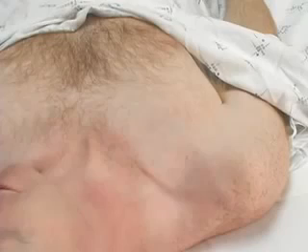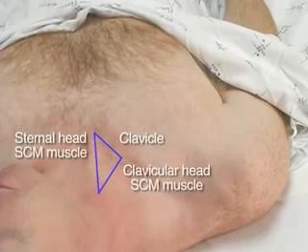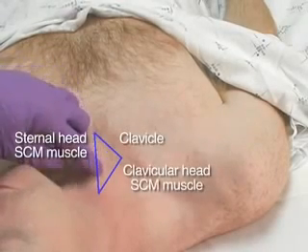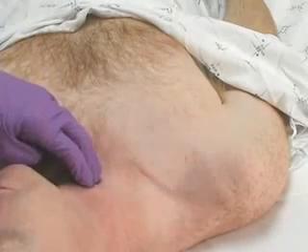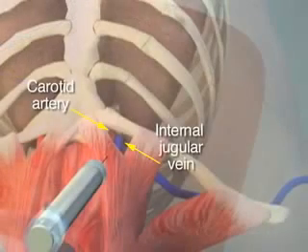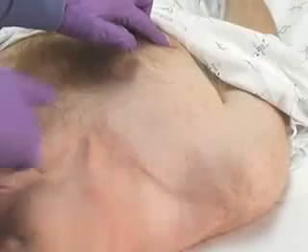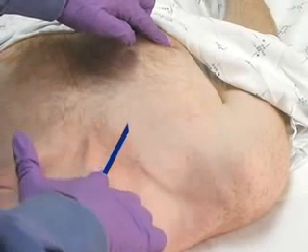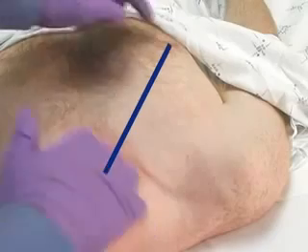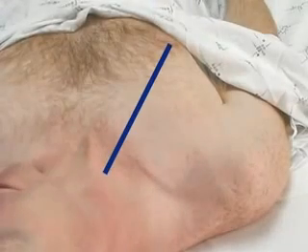Identify the triangle formed by the sternal and clavicular heads of the sternocleidomastoid muscle and the clavicle. Determine the location of the carotid pulse. The path of the vein runs just lateral to the carotid artery. The needle will enter the skin at the apex of this triangle just lateral to the carotid pulse, and will be aimed toward the ipsilateral nipple.